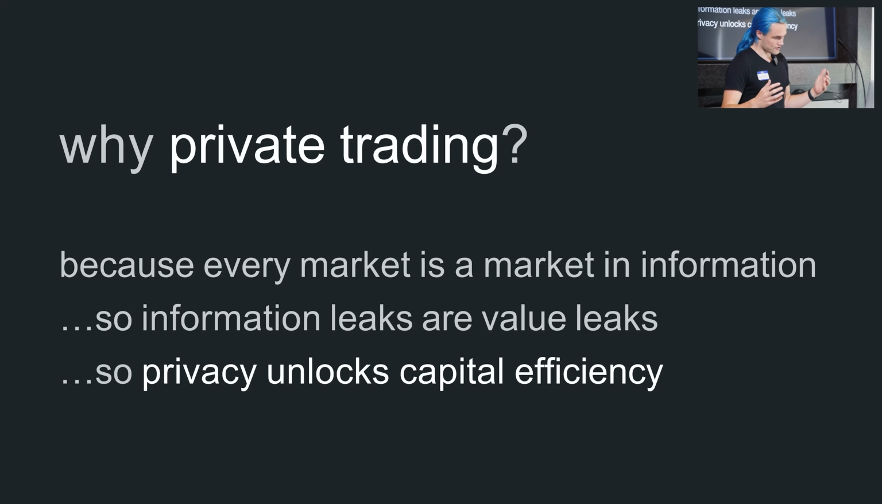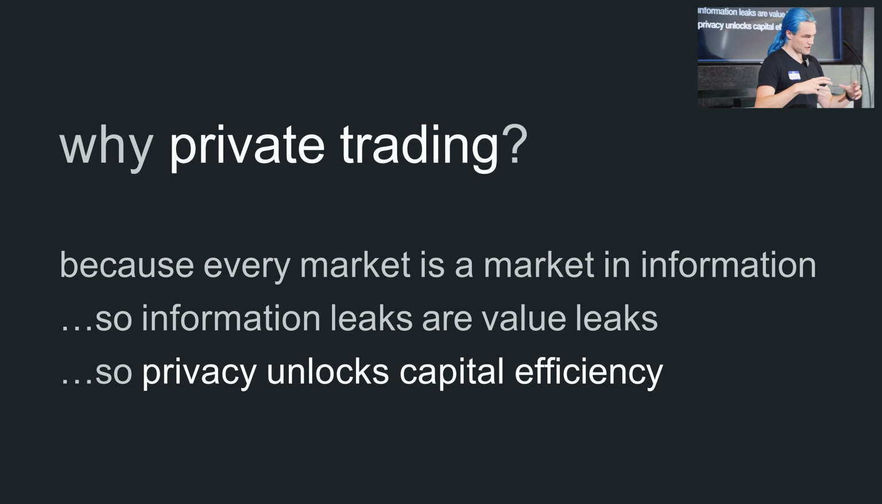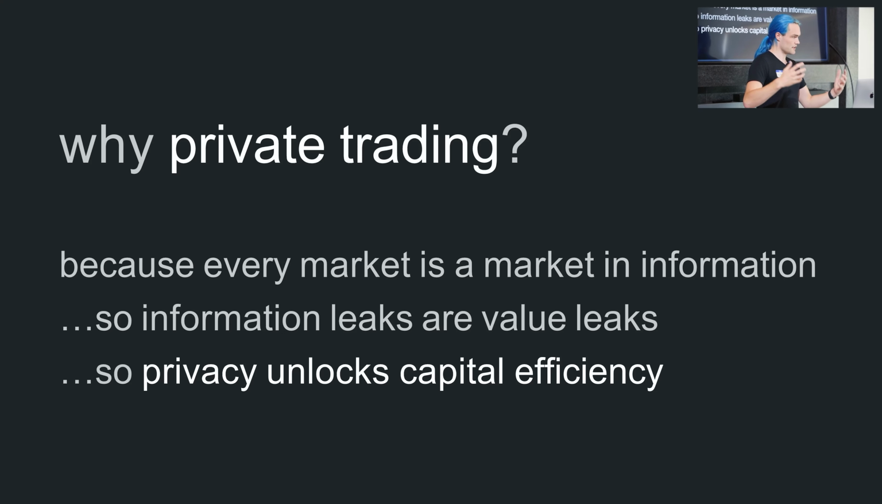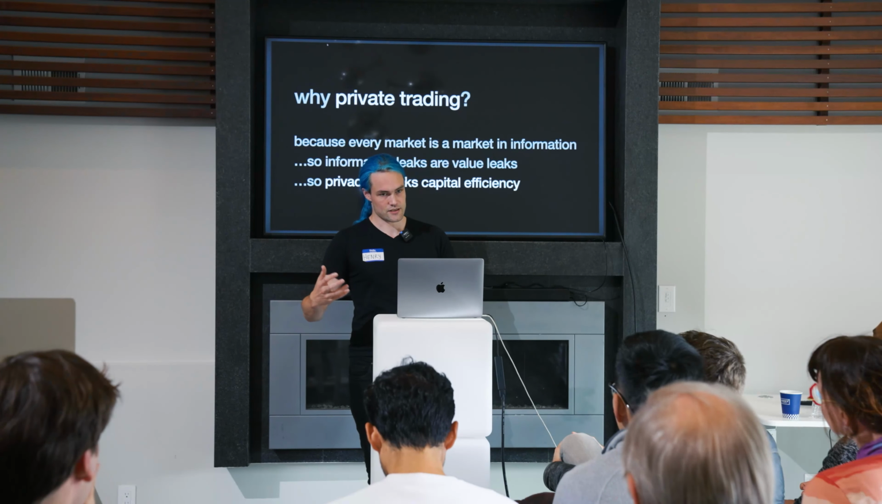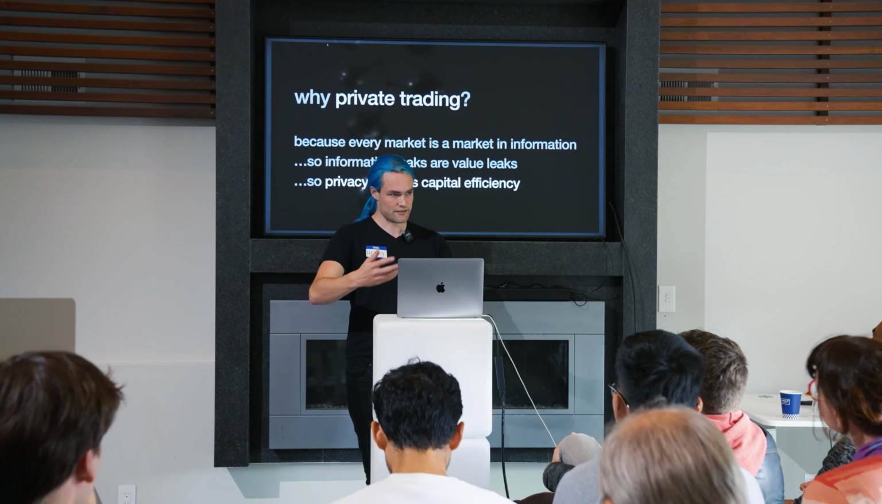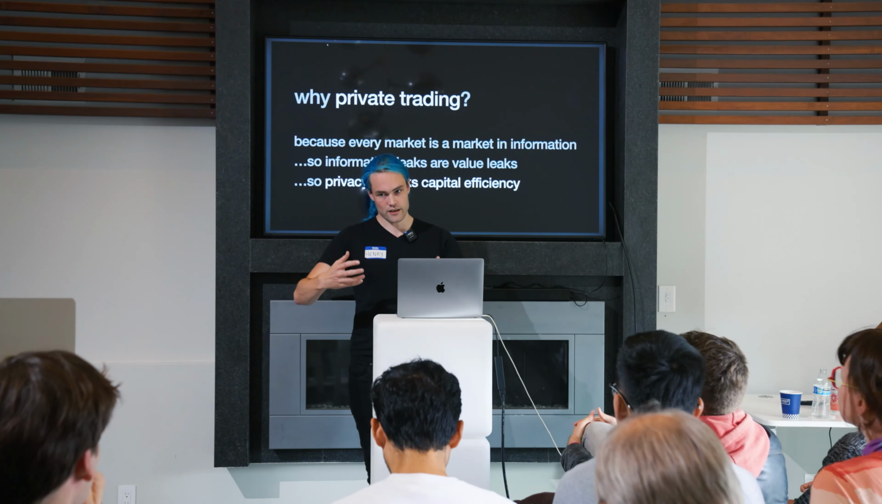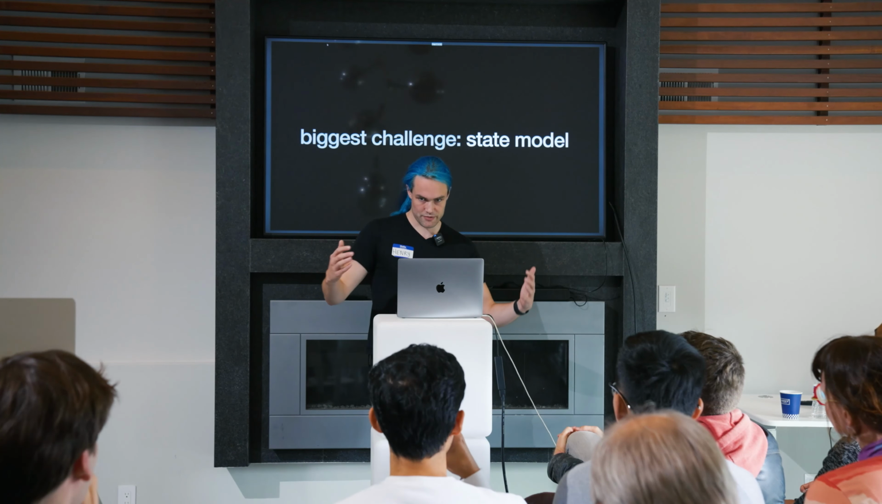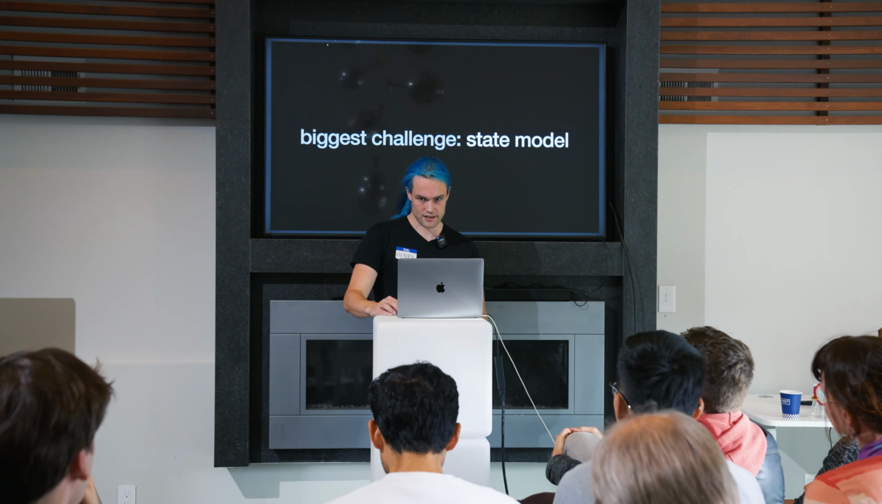And our thesis here is that because every market is also a market in information, an information leak is a value leak. And so privacy as control over information disclosure is a way to unlock greater capital efficiency. This means that instead of saying, we're building this private thing because we believe in privacy and we think that privacy is a human right, and we'll hope that everyone else in the world agrees with us, the idea is that we should build a system that has privacy in it, in a context where the fact that it is private is going to let it outcompete all of the alternatives. So the biggest challenge to building that, though, is the state model.